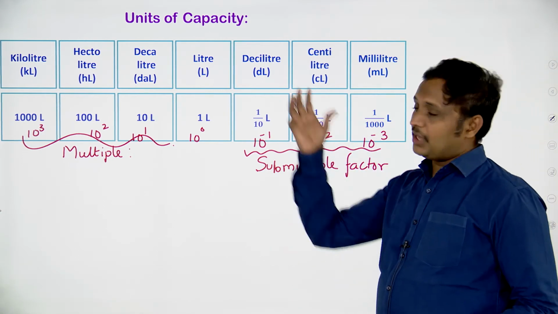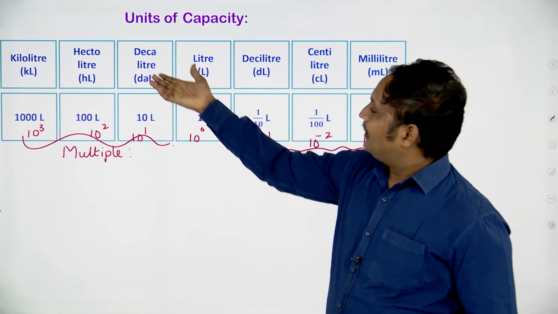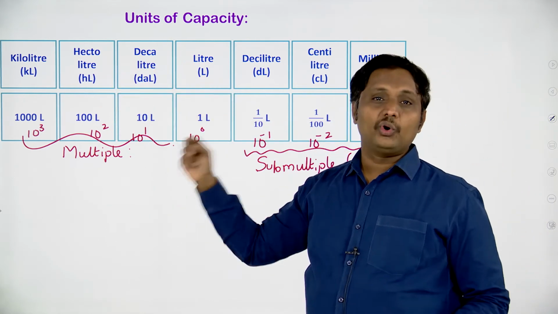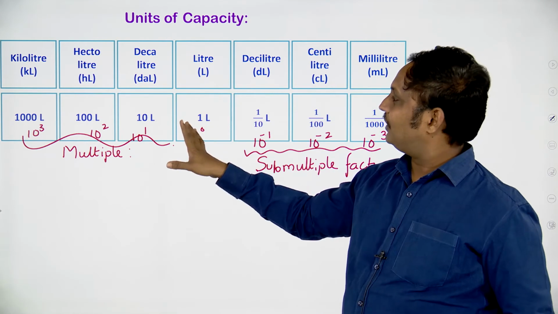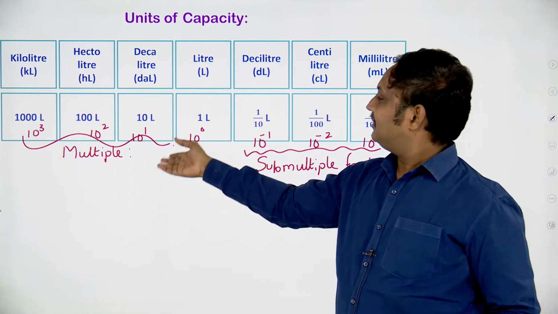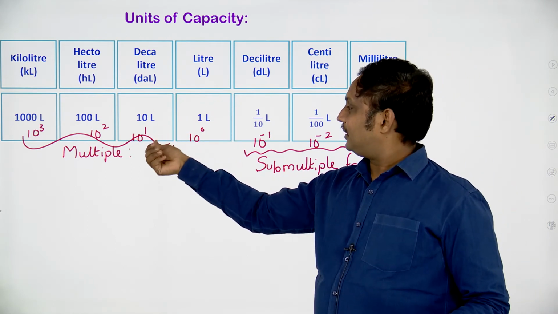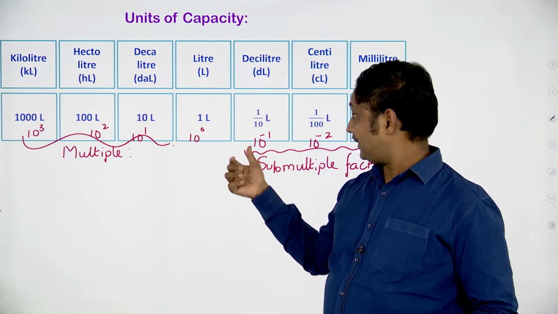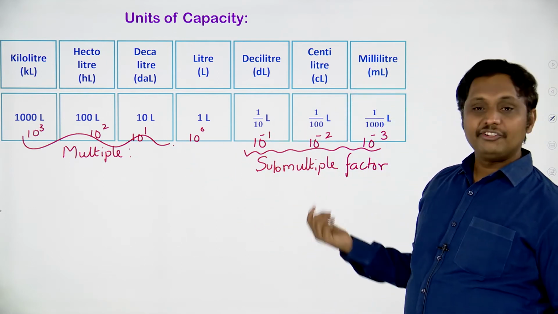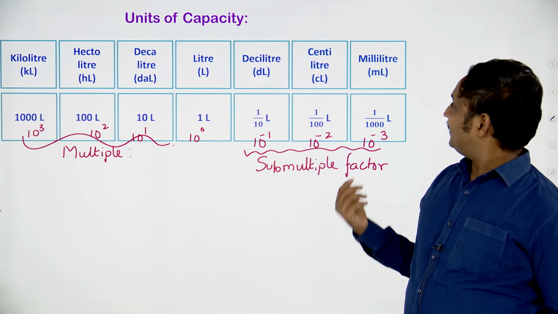It's very clear. 1 kiloliter is equal to how many liters? 1 hectoliter, we take 10 power 2, 10 power 1, 10 power 0. It's very clear. Then we get deciliter, centiliter, milliliter.